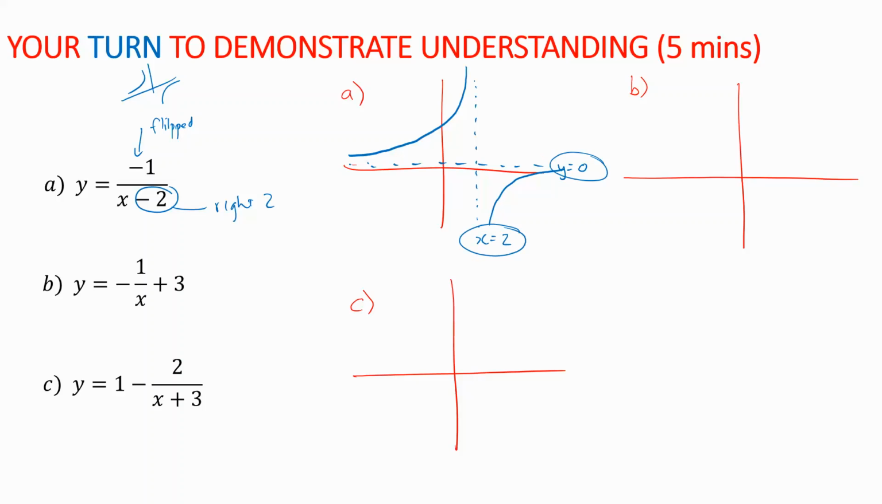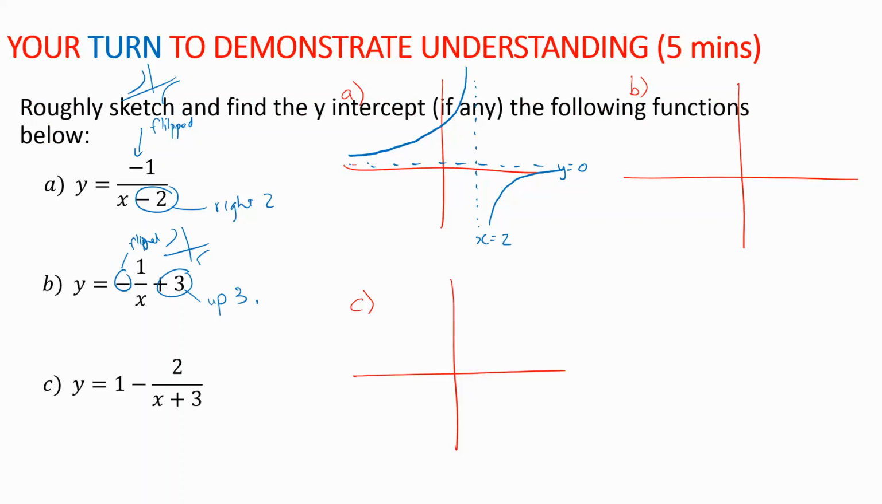Next one, B. So I'm just going to take this off so it doesn't confuse you. There you go. B. Name me one transformation, Chelsea. You flip. Good. There's that negative, so it's flipped again. So we know that the shape looks like this so far. What else? Name me one more. All right, Jun. Up by 3, good. Up by 3.